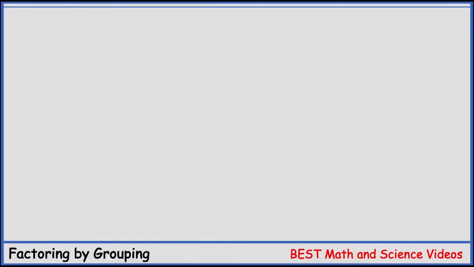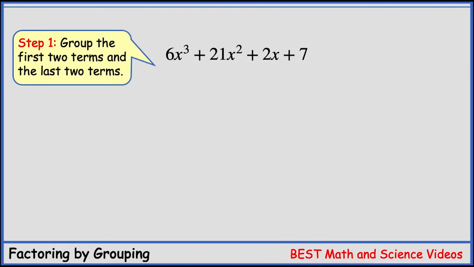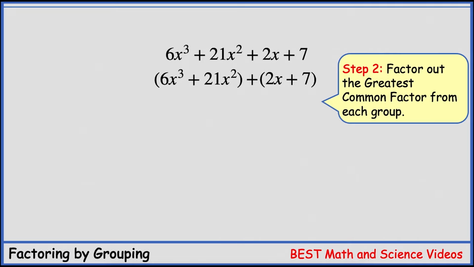how can you factor 6x cubed plus 21x squared plus 2x plus 7? The first step is to group the first two terms and group the second two terms. The second step is to factor out the greatest common factor from each group. In the first group, the greatest common factor of the numbers 6 and 21 is 3. And for the variables x cubed and x squared, the greatest common factor is x squared. So factor 3x squared from the first group.